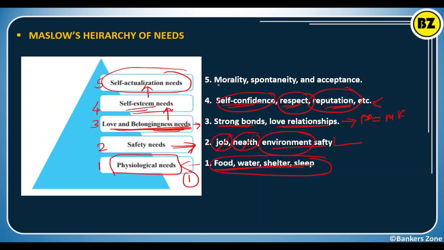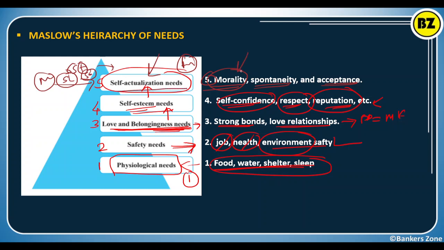What do you mean by it? Here it is morality, spontaneity and acceptance. This is the highest level, self-actualization. You will reach here, say, at the age of 60 or 70 plus, right? Here you will have self-actualization and be morally very strong. At the age of, say, 65, you will not seek to earn money by any illegal way. If you find 5 lakh rupees or 50,000, you will return it, because you are in the self-actualization need.